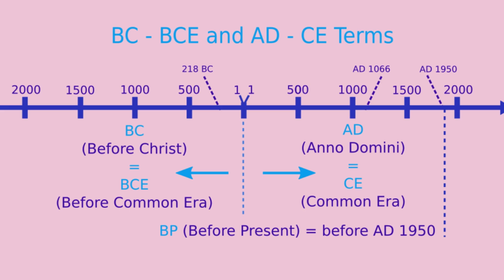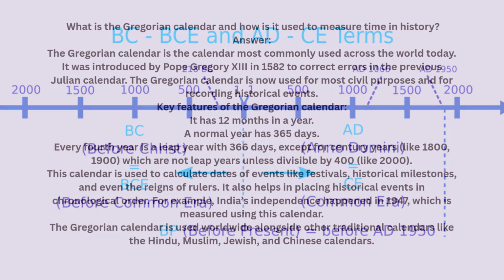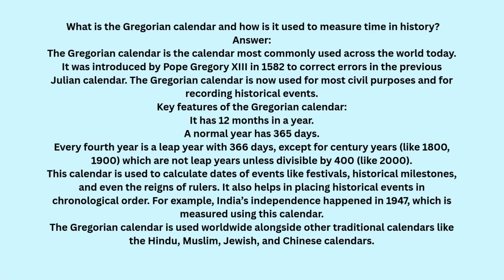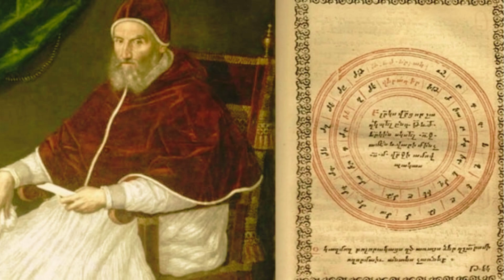This method helps us keep track of events in history across different periods and cultures in a standardized way. When we talk about the Gregorian calendar, it's a calendar system most commonly used across the world today. It was introduced by Pope Gregory XIII in 1582 to correct inaccuracies in the earlier calendar.